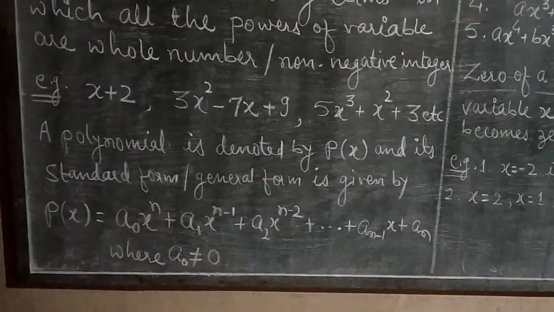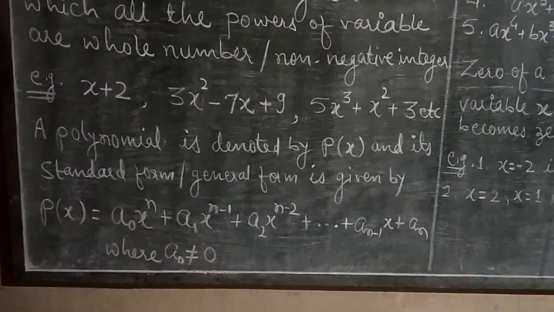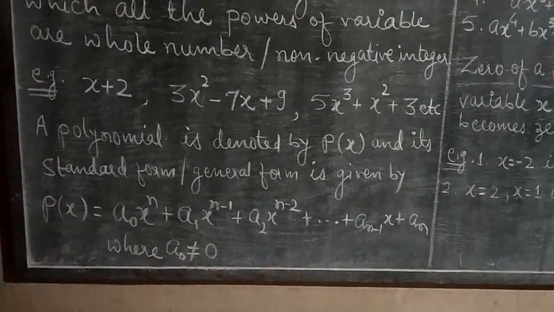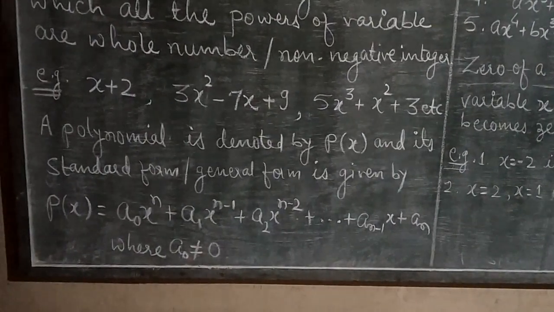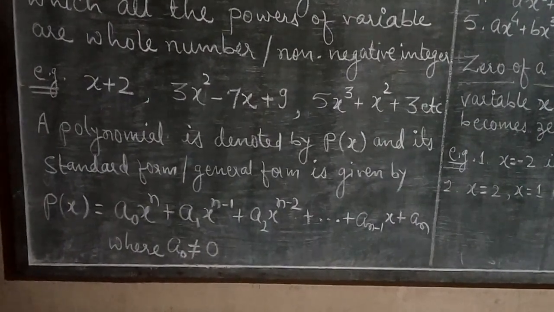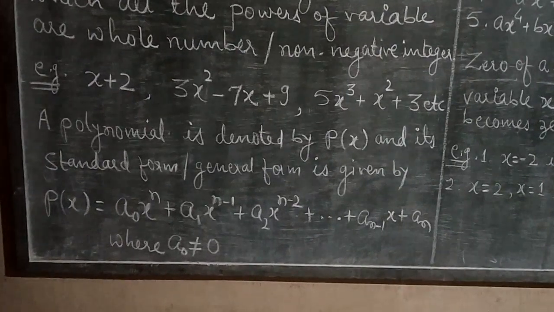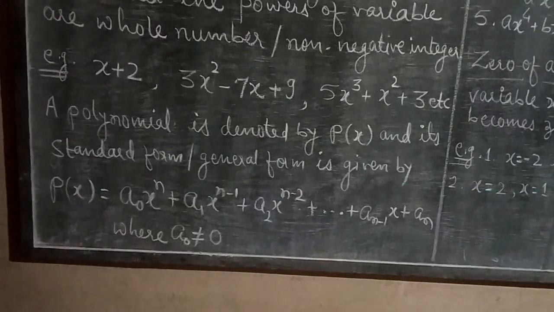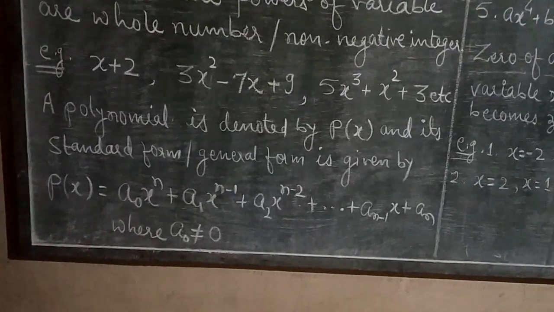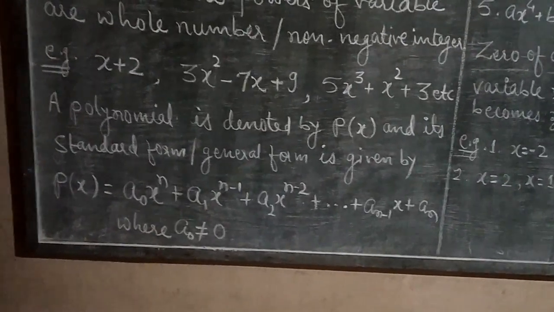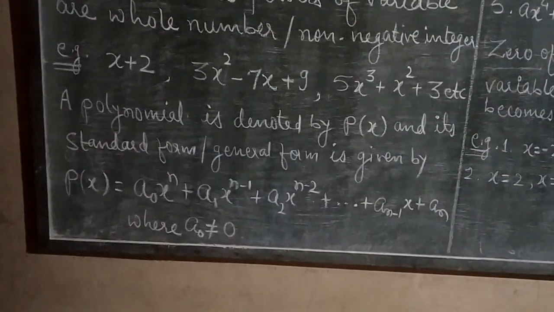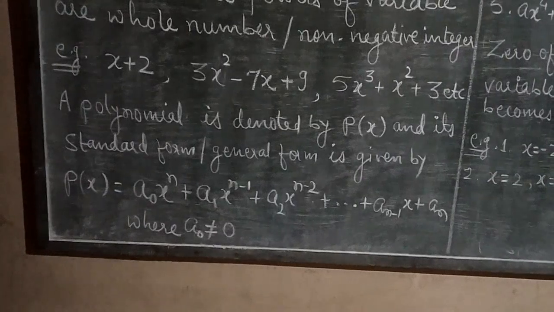Now the specific condition for the polynomial is that for the highest power of variable, the coefficient must be non-zero. If it is 0, it will not be a polynomial. Look here, a0 x to the power n. X to the power n is the highest power of variable x. So its coefficient, that is a0, should not be 0. So it is the general form of the polynomial.